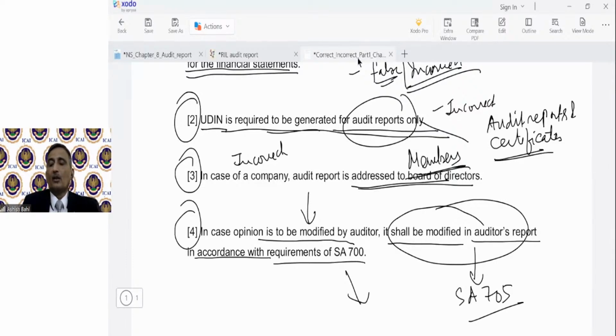Okay, students, so that's over for today. We had a great time together. So see you on Monday for the next topic, that is modification in auditor's report, SA 705. Very, very important, not only practically, but also from an examination point of view.